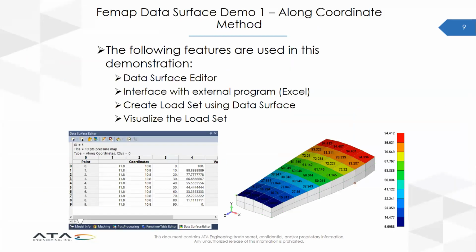Okay, so I think I'm going to go into the first demo now. Just a quick overview of the first demo. I'm going to demonstrate the data surface editor. I'll show you where it is, how to access it, and so on. Then I will show you the interface to the external program. It's really easy, it's just an icon. I'll show you how you can go back and forth between Excel and the data surface editor. Finally, we'll create a load, and then we'll visualize the load. I'll show you how to do those steps as well. They're all pretty straightforward, but I will spend a little bit more time with this first demo to get you used to the idea, before we move on to the second demo.